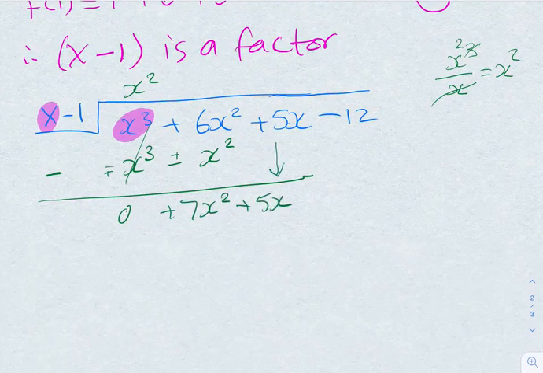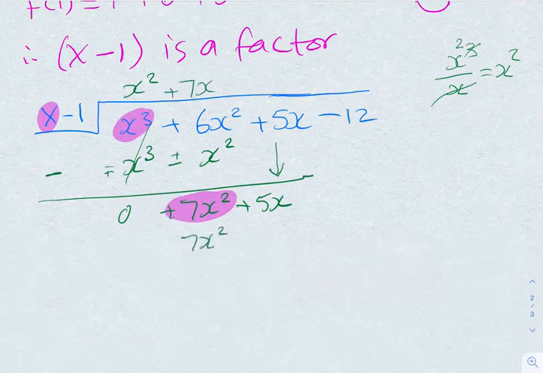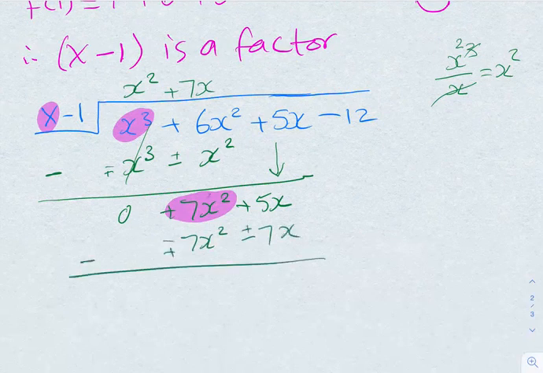Now 7x squared divided by x is 7x. Excellent. So it's a plus 7x. And then 7x times x is 7x squared, then minus 7x. And we subtract, this becomes positive here. So this is going to become 0. 5x plus 7x, that's 12x. Now I will put this term down, which is the minus 12.